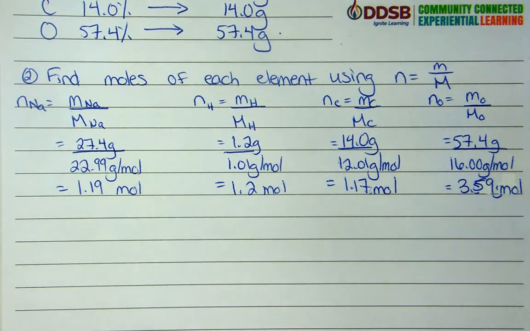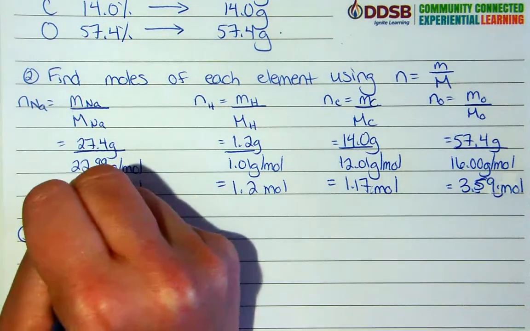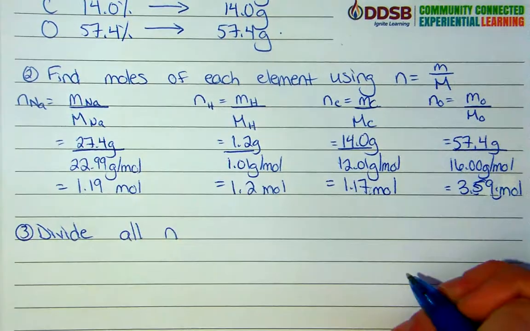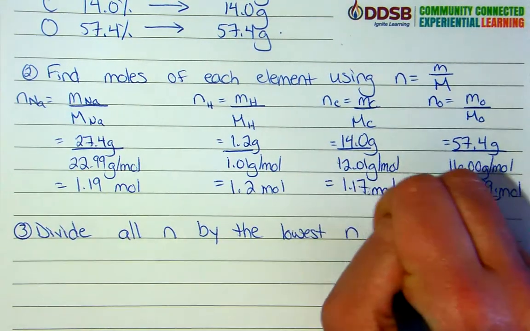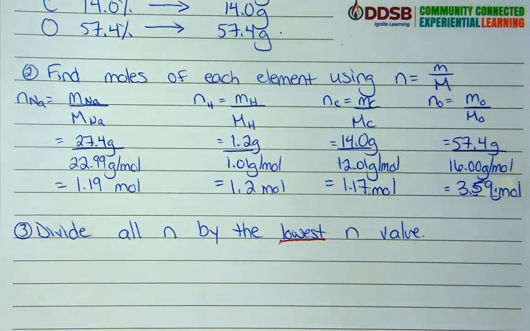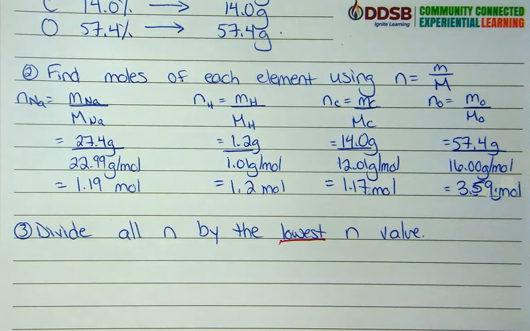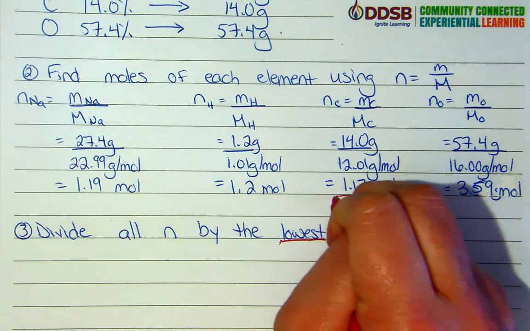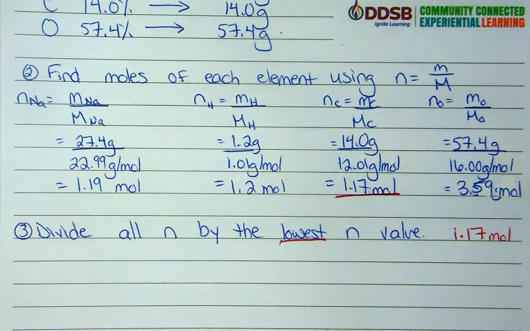We are building. What we need to do here, okay, step 3. We're going to turn it into a ratio. So we're going to divide all of the molar values by the lowest. So we're going to identify which element has the lowest amount of moles in this sample, and we're going to divide all of them by that value. So if I compare sodium, hydrogen, carbon, and oxygen, it's by a narrow margin, but carbon has the lowest number of moles. So I'm going to divide all of them by 1.17 moles.